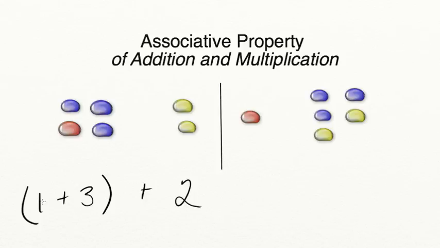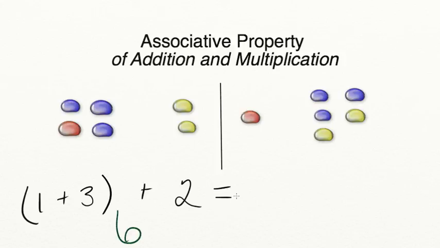Now if we were to add these numbers together, 1 plus 3 plus 2, we know that we have 6 jelly beans in all. We have 1 red, 2 yellow, 3 blue. Let's take a look at the other half of our equation over here. We have 1 red jelly bean, 2 yellow, 3 blue. So we still have the same number of jelly beans and we have the same colors of jelly beans. We're just changing the groups.